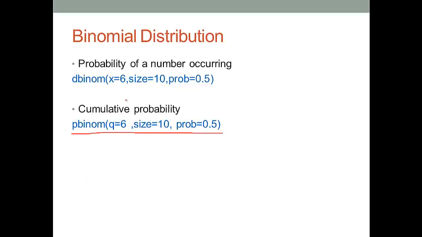Also, notice that when you use the dbinom function, the first parameter letter should be x. But when you use pbinom, the first parameter letter should be q. This is another difference between the two functions.